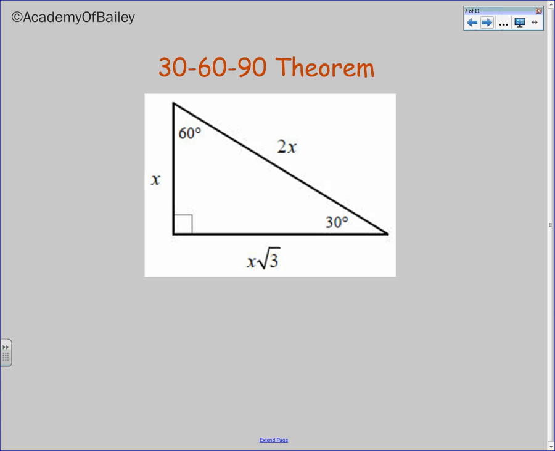Alrighty, the next special right triangle. And these triangles, they sure are special. Here's the theorem. Hypotenuse is twice as long as the small leg, and to get the longer leg, it's just the small leg times the square root of 3.